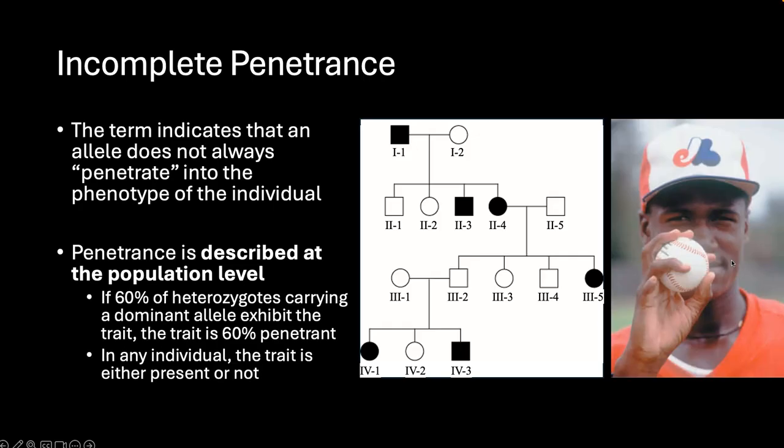So in incomplete penetrance, there are instances when you can have the genotype for a trait, but not display the phenotype. For incomplete penetrance, we express the occurrence or penetrance at the population level. Thus, if a trait is 60% penetrant, that means that 60% of heterozygotes carrying the dominant allele exhibit the trait.